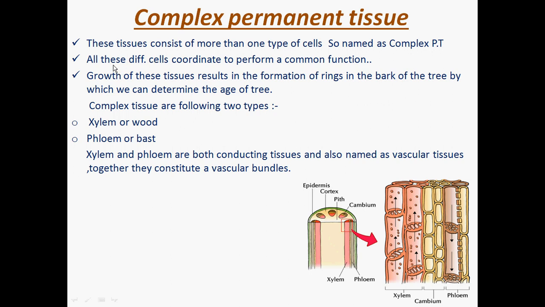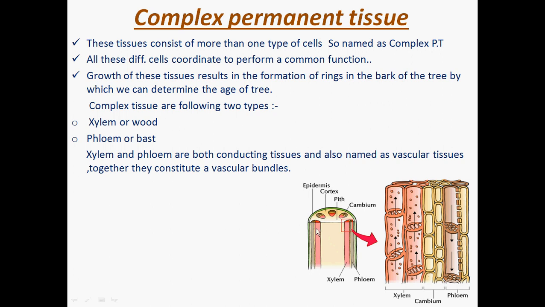Students, all these different cells coordinate to perform a common function. The different cells of the complex permanent tissue coordinate with each other and perform a particular common function. That might be the transfer of food, minerals or water to different parts of the plant. The growth of these tissues results in the formation of rings in the bark of the tree.